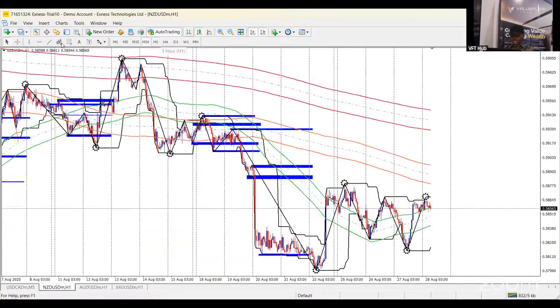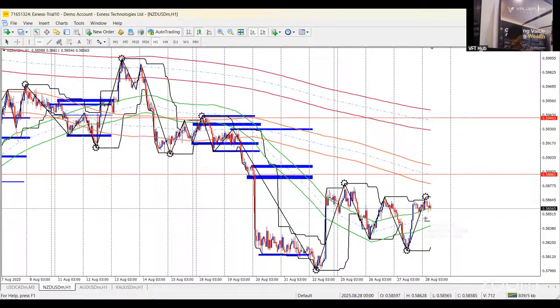So H1 now, I'm going to mark out the 3 POIs, 3 points of interest. Price has broken through our first point of interest, looking like a retest, headed for the second point of interest, 0.58882, and the third one is 0.59403. So we know what it means now.